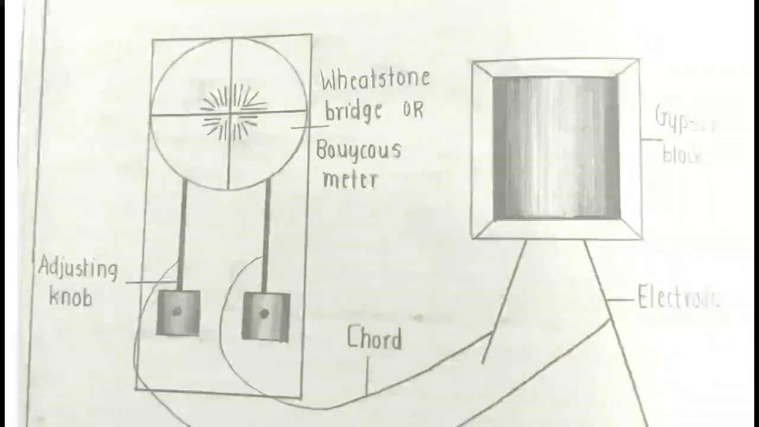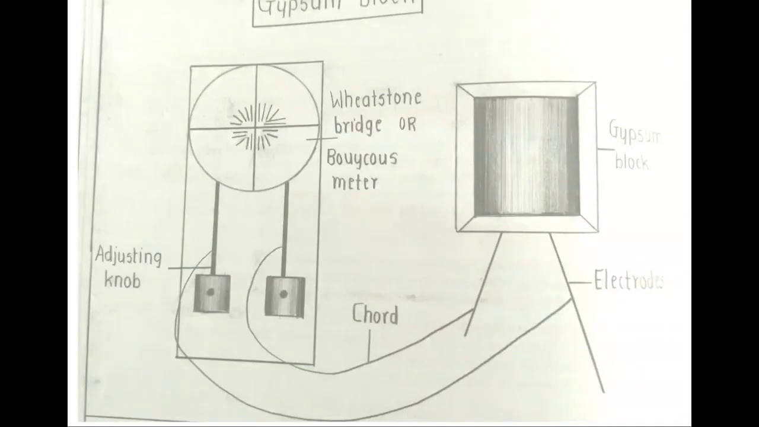Now what is the procedure? We have to place this gypsum block along with electrodes in the soil near the root zone of the crop. Place it near the root zone of the crop. And when the soil is wet, wet means there is water in the soil.